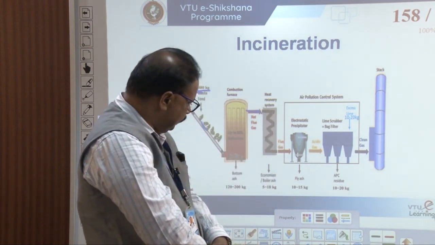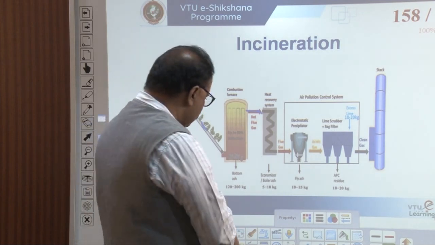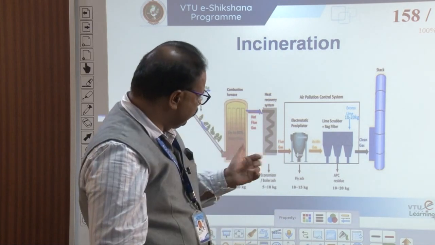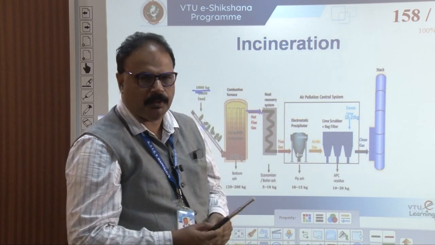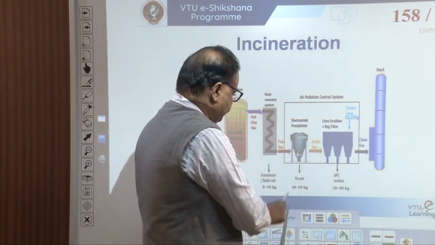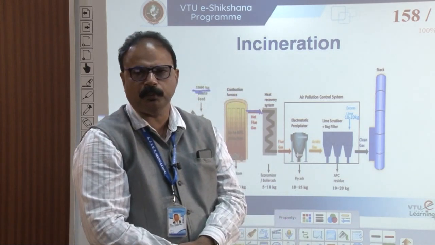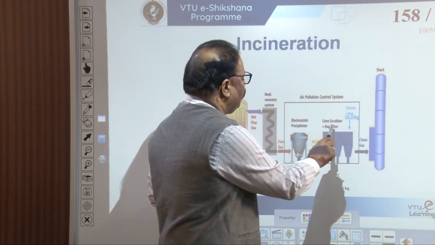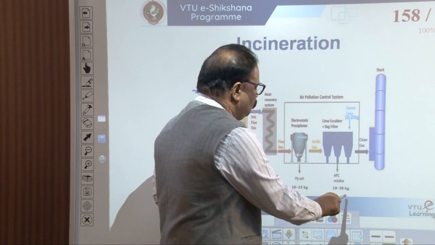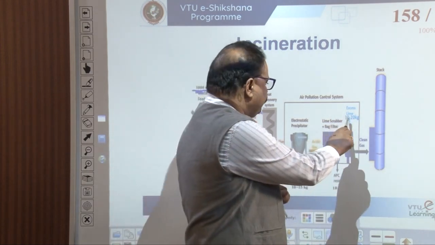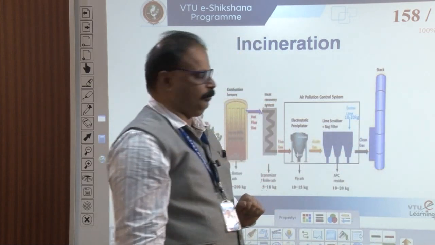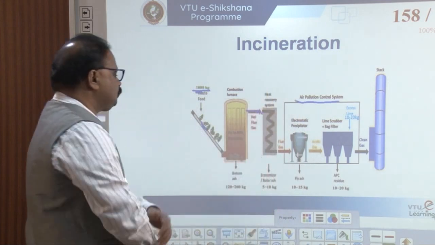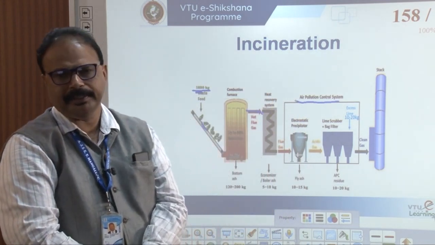In the economizer and boiler, 5 to 10 kg of ash will come down after the burning, and the flue gas moves to the electrostatic precipitator. Here also fly ash of 10 to 25 kg will come. It then moves to the acidic gas treatment, where the lime scrubber and bag filter are there. The APC residue of 10 to 20 kg will come down, along with excess lime of 10 to 20 kg, and the clean gases move to the atmosphere stack. This is the process of incineration in e-waste, and it also controls air pollution.